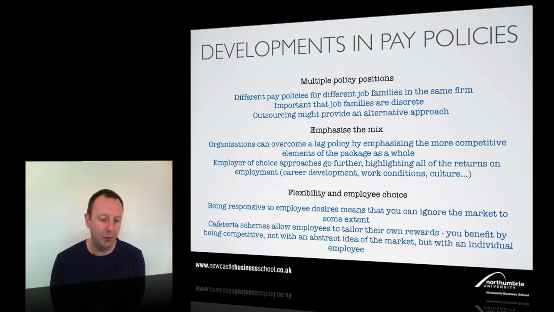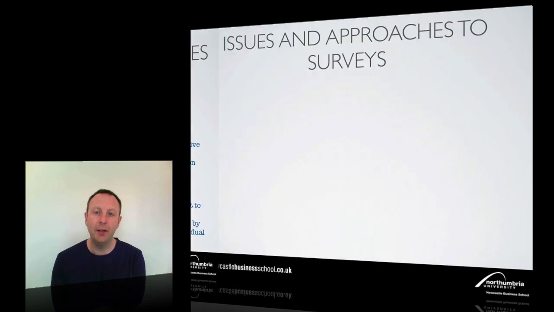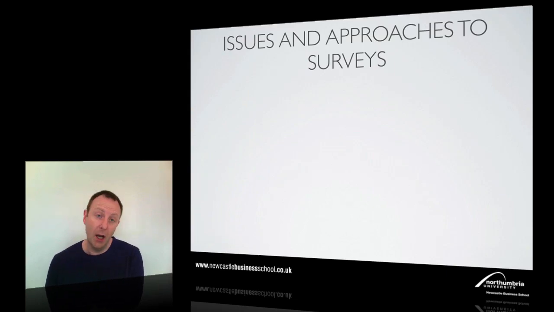And this is the kind of thing that we've seen through organisations adopting various types of cafeteria schemes, where we allow employees to tailor their own rewards. So these are the kinds of things that we've seen organisations do in relation to the external environment. Of course, you can only do that if you have sufficient market intelligence, because each one of these pay policies isn't a kind of general desire. It might start out like that, but it has to be translated into something much more specific.